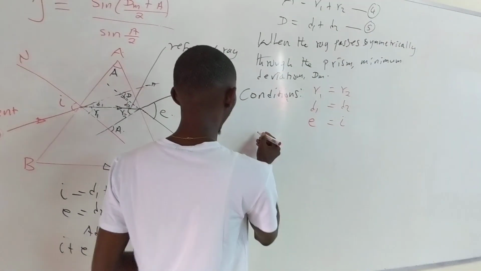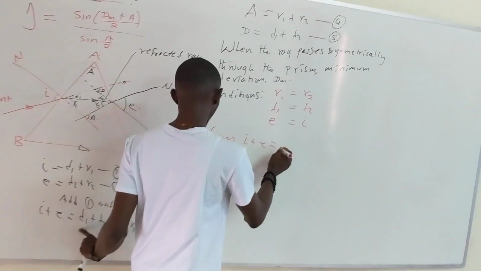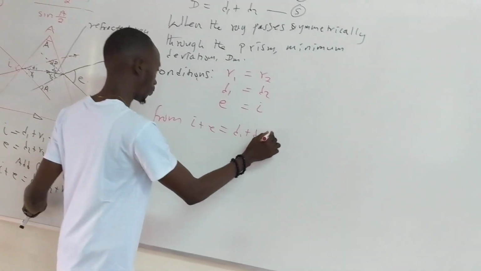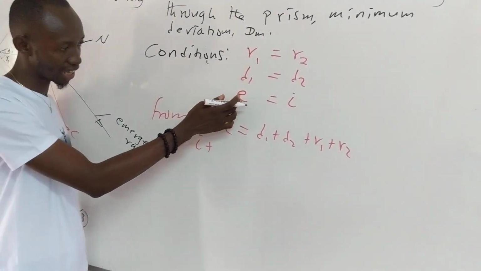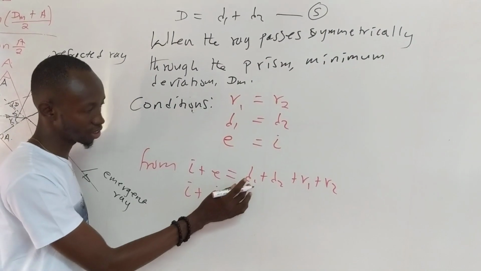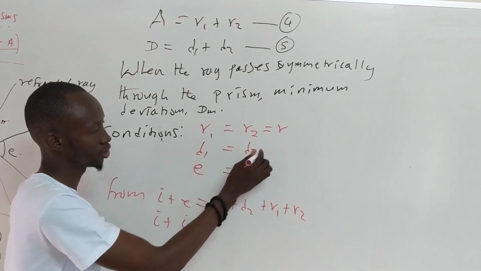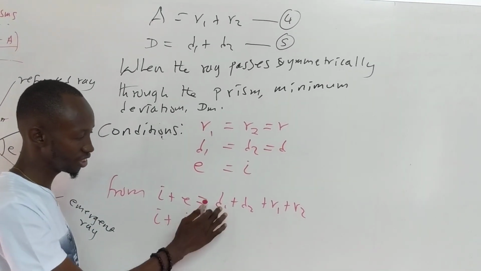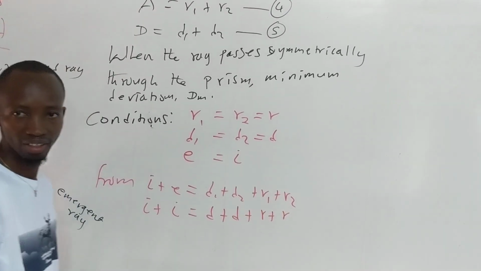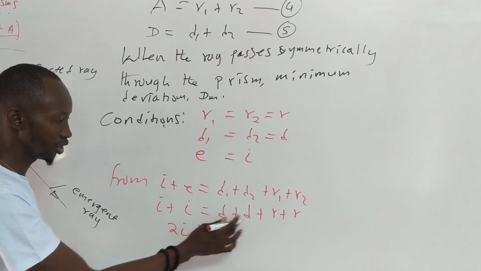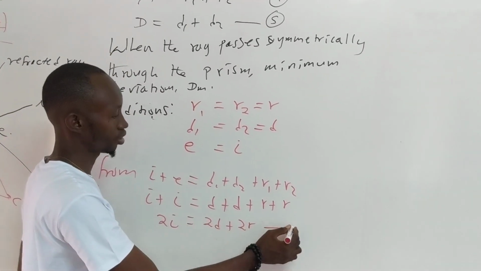So if we capture from equation 3, which is I plus E equals D1 plus D2 plus R1 plus R2. So if I equals E, instead of writing E, we represent them as I. If R1 equals R2, let's represent them as R. If D1 is the same as D2, let's choose a single letter D. You see, so this D1 is going to be D, this D2 is going to be D, and each R is going to be R. So I plus I gives us 2I, D plus D gives us 2D, and R plus R gives us 2R. Let's call this equation 6.